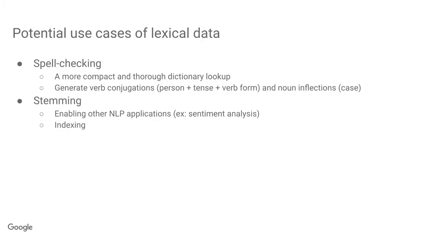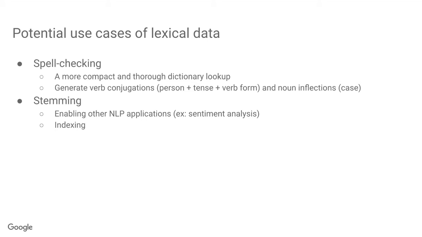Let's look at some potential use cases of lexical data. For spell checking, it might be possible to have a more compact yet thorough dictionary lookup if we store just the word stems. By storing the word stems and not all of the words that we find themselves, it will obviously be a big space savings. But it could also be more thorough because we can generate the verb conjugations and noun inflections using all the word stems. And this might be able to catch some of the words that we might be missing if we're just collecting all the words that we think we know.